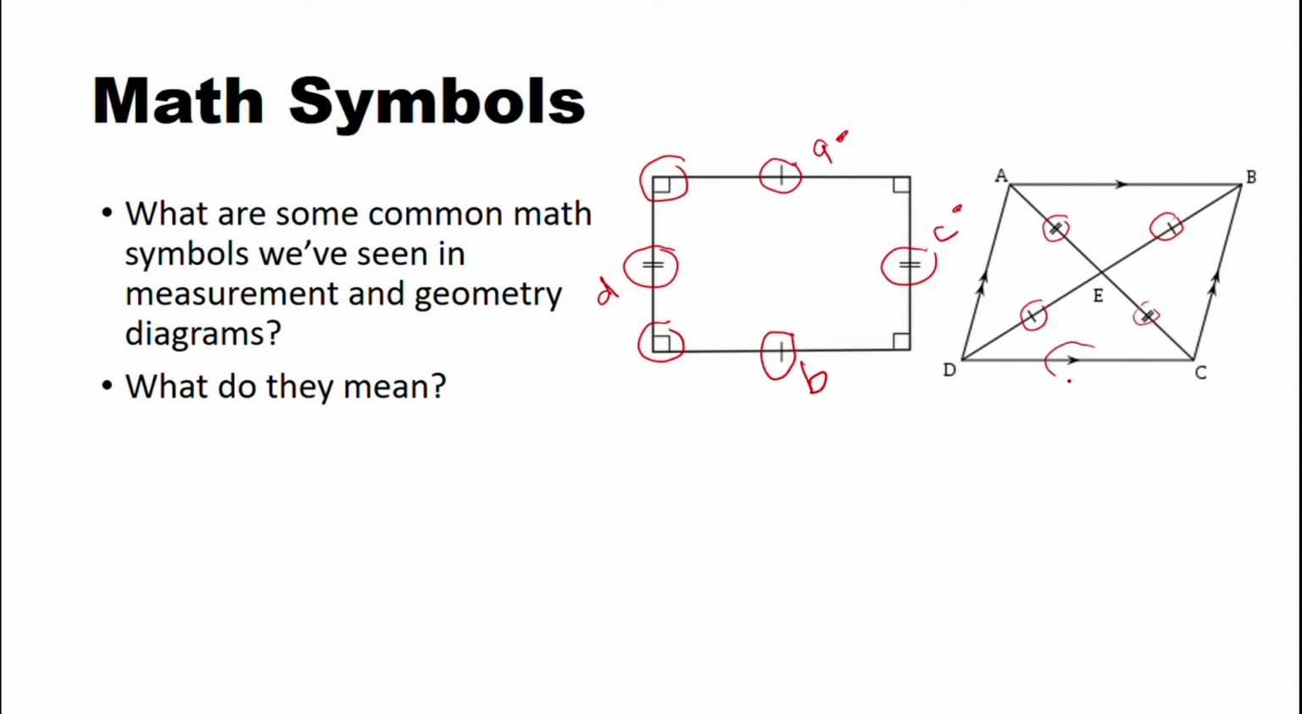We also see a parallel line symbol. And so we know that those two lines are equal distance apart, which might come in handy in a problem. Let's look at some triangles now.